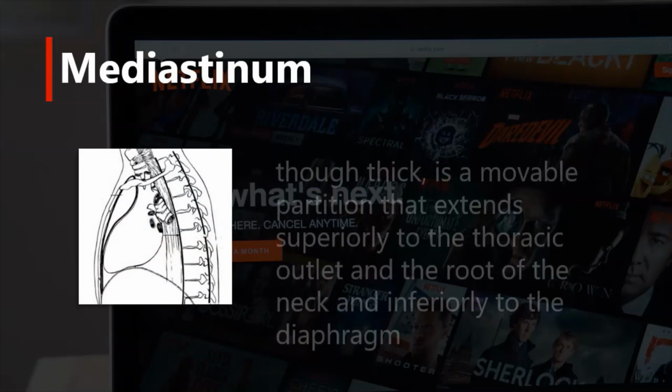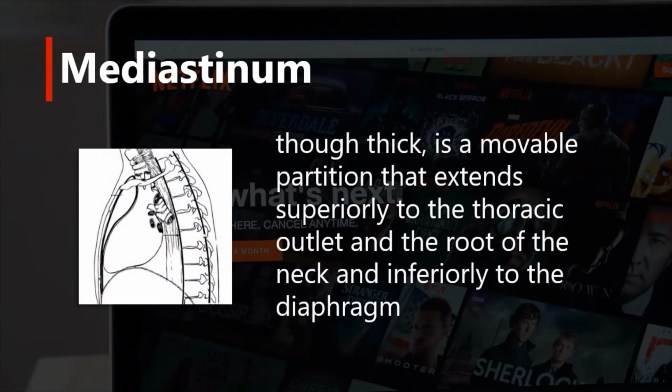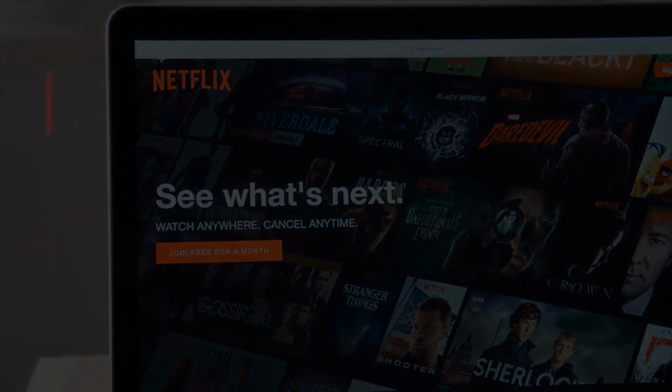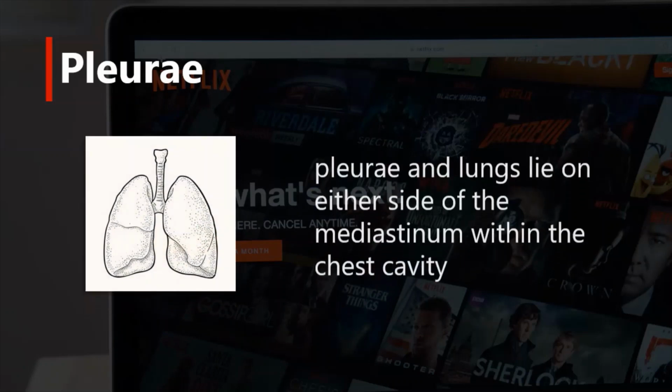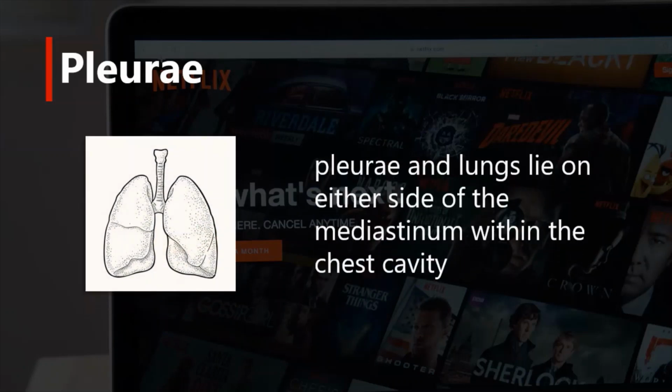Mediastinum, though thick, is a movable partition that extends superiorly to the thoracic outlet and the root of the neck, and inferiorly to the diaphragm. Next, we have the pleurae. Pleurae and lungs lie on either side of the mediastinum within the chest cavity.